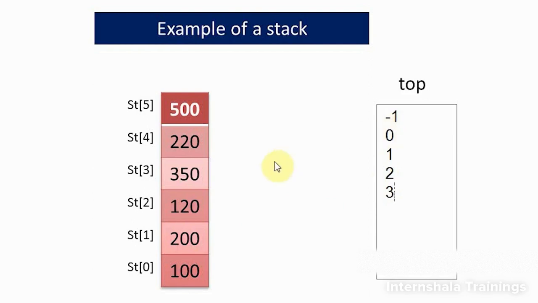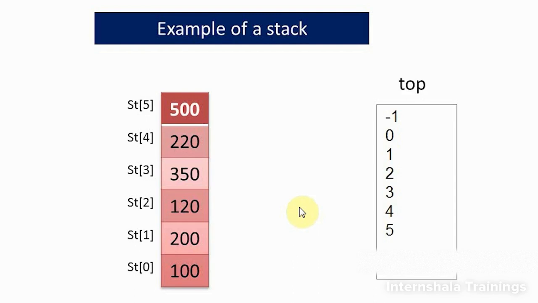Similarly, I will keep inserting the values. I will increment the value of top by 1, that will become 4, and I will insert the value 220 or whatever. Then I will increment the value of top by 1 and it will become 5, and I will insert 500, or whatever value you want to assign. So as you can see, whenever I inserted a value, I pushed the value from the top only, right? We will be learning more about stacks. This is just an introduction.